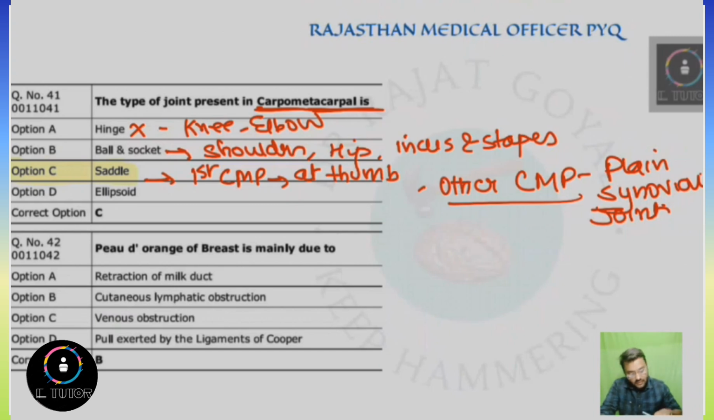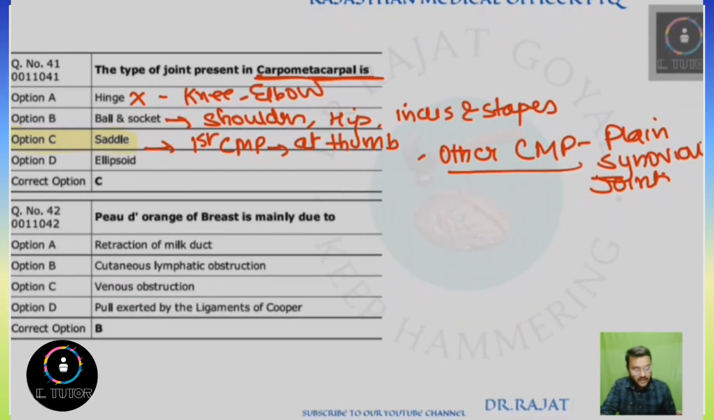Next question is: peau d'orange of breast is mainly due to. So this is a direct question. Peau d'orange of breast is mainly due to cutaneous lymphatic obstruction. And if we talk about the staging, then stage 4B in TNM stage is given to peau d'orange. And if we talk about option number D, pull exerted by the ligaments of Cooper, then it will lead to dimpling.